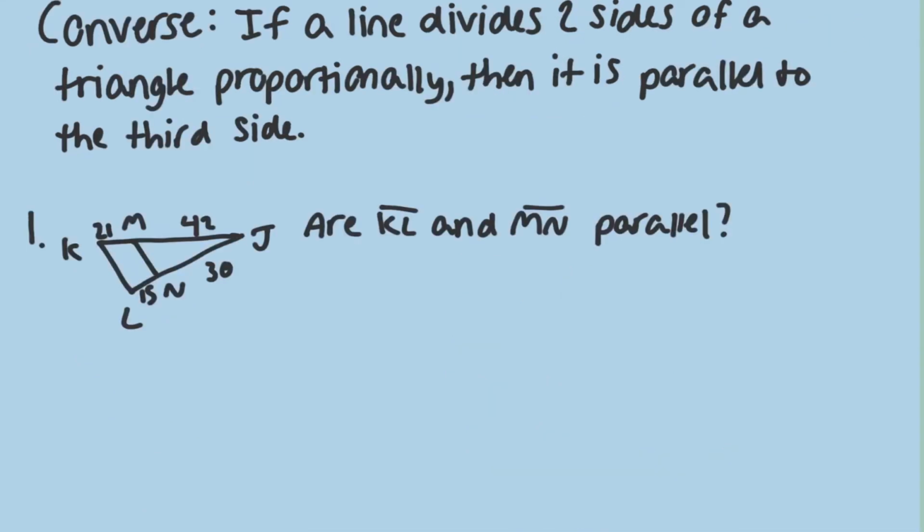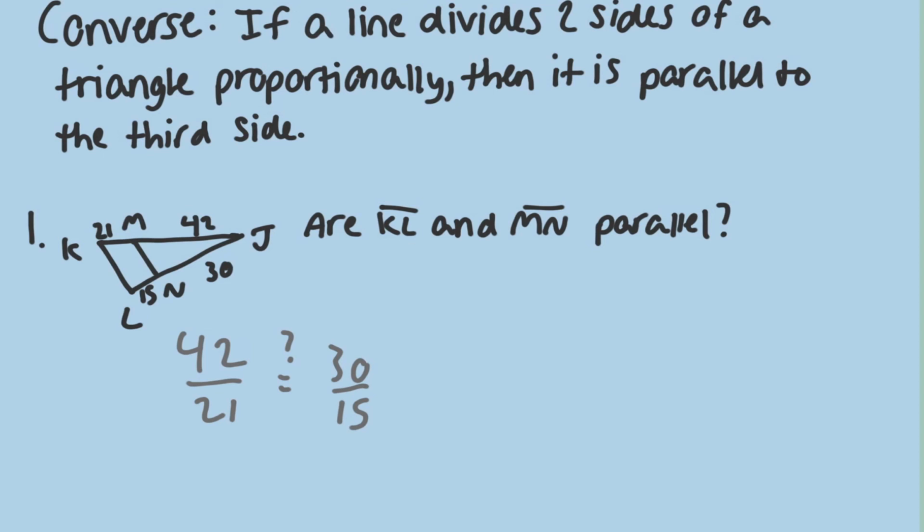Also, the converse of this theorem is true. So if a line divides two sides of a triangle proportionally, then it's parallel to the third side. So are KL and MN parallel? Well, let's see if MN divides the sides proportionally. Is 42 to 21 equal to 30 to 15?